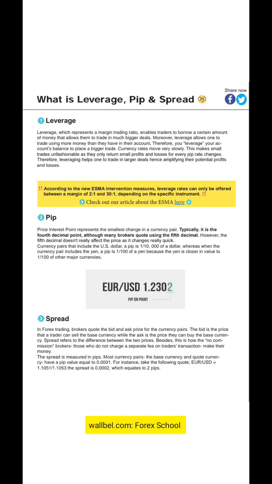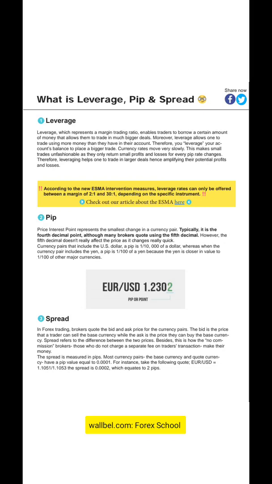So if you look at the Euro USD pair, for example, if you want to know what's a pip or a point, you look at the number here. You can see this number figure with 4 decimal places, 1.2302. The number 2, which is marked in green, is what represents our pip point. This is the equivalent of 2 pips. So the number 2 that is in green represents 2 pips.